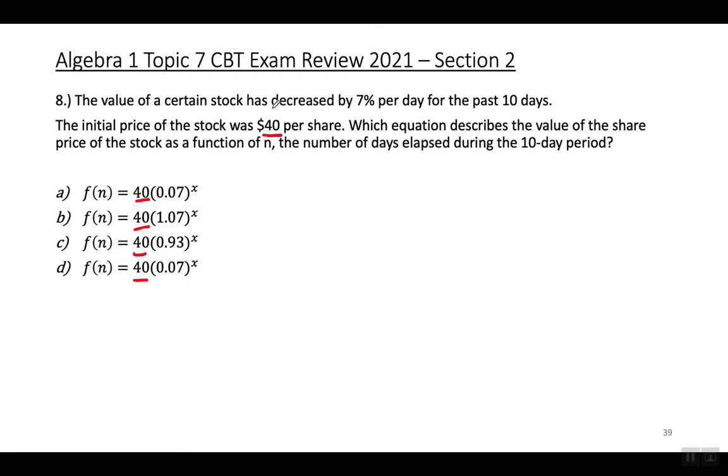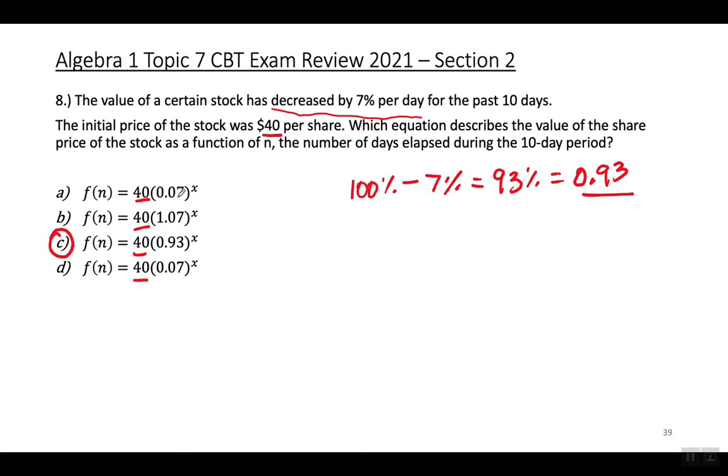All right, so it's decreasing by 7% per day. So this should be very simple by now. All right, 100% minus 7% equals 93%, which equals 0.93. All right, this is the correct answer right here.